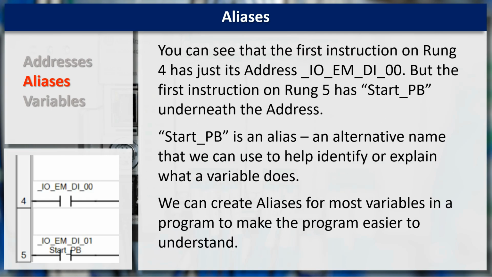You can see that the first instruction on rung 4 has just its address, _IO_EM_DI00, but the first instruction on rung 5 has Start Push Button underneath the address. Start Push Button is an alias, an alternative name that we can use to help identify or explain what a variable does. We can create aliases for most variables in a program to make the program easier to understand.